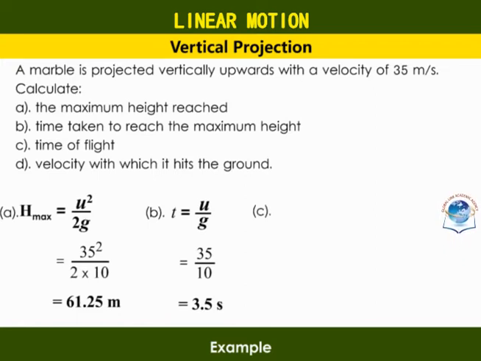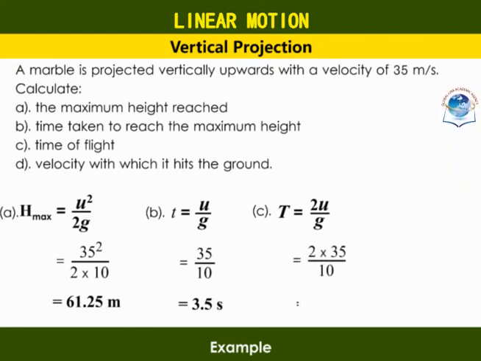C, the time of flight. T is equal to 2u over g. 2 times 35 over 10 gives us 7 seconds. D, the return velocity. The return velocity is equal to the launching velocity, so we have 35 meters per second.